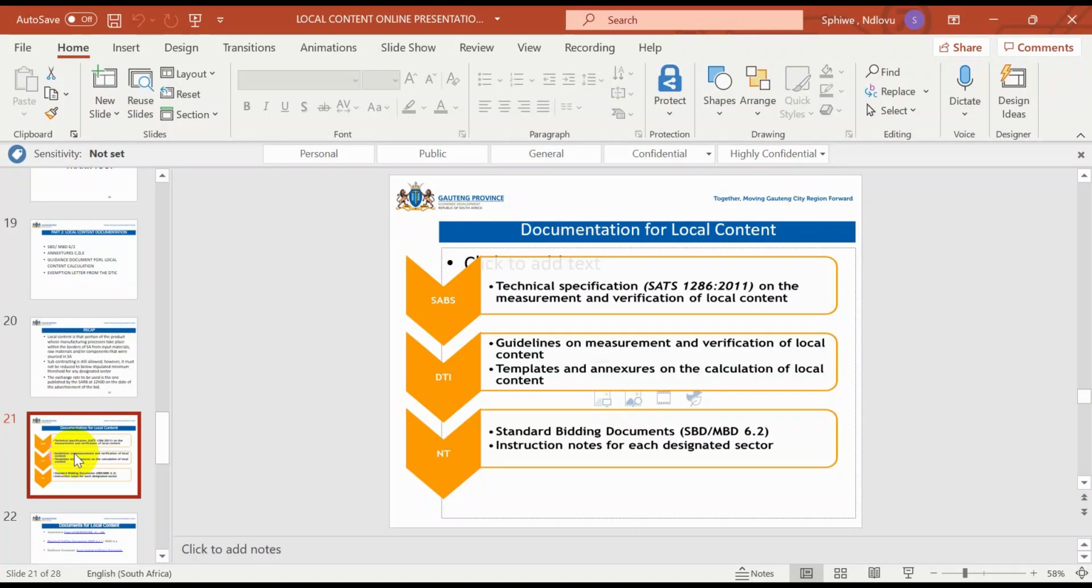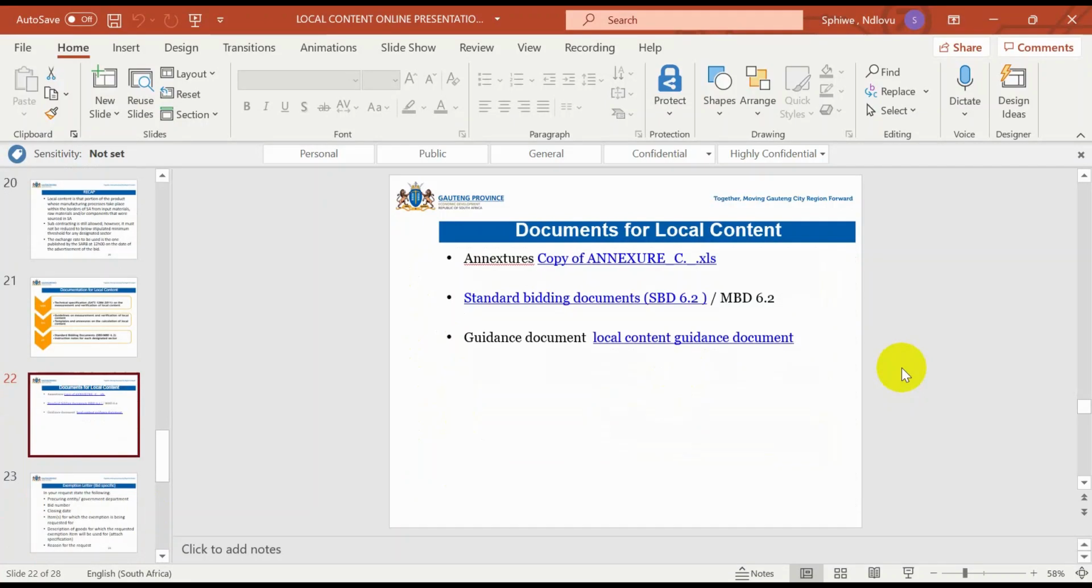They are also responsible for the template and annexures on the calculation of local content. The National Treasury is responsible for standard bidding document SBD or MBD 6.2 and the instruction notes for each and every designated sector. The procuring entity is the one that will advertise the tender, seeking for you to supply them with whatever they need. And you, as another stakeholder, are the one responding to the request according to the specification and the threshold that would have been put on that specific item.